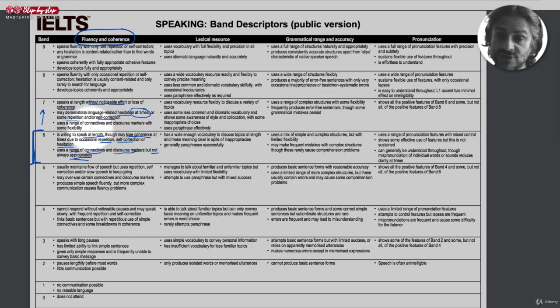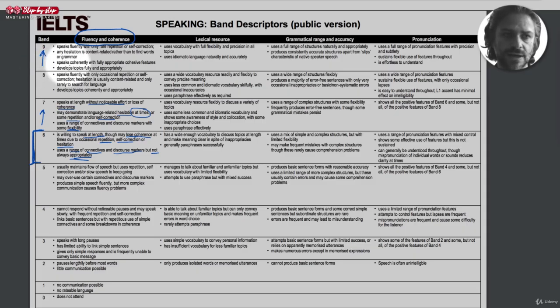And then you use a range of connectives and these discourse markers with some flexibility. That means you're not always using just "however," you're using "however" and "nevertheless" and "on the other hand" and "that said," etc. Okay, and so it goes all the way to the top.